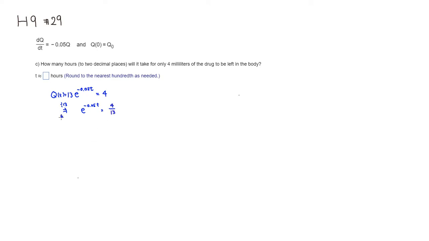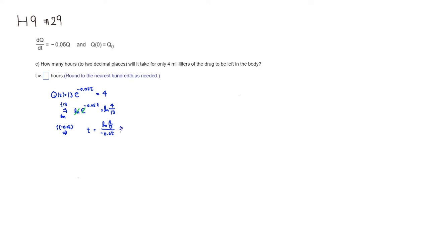Then I take the natural log of both sides, since I'm trying to isolate t. By the inverse property, the natural log and exponential function cancel out. To isolate t, all you have to do is divide through by negative 0.05. So t is equal to the natural log of 4 over 13, over negative 0.05.